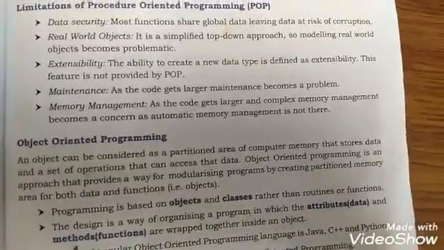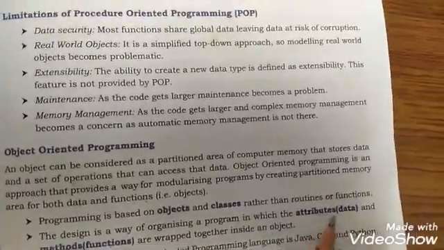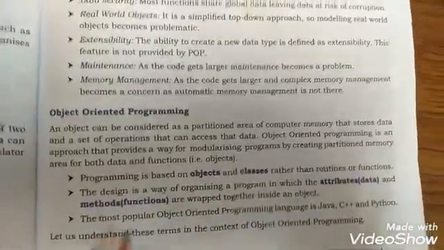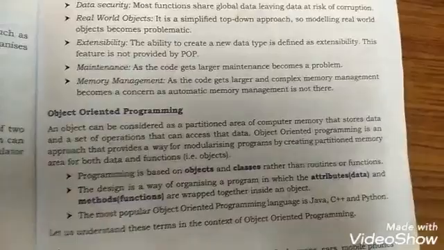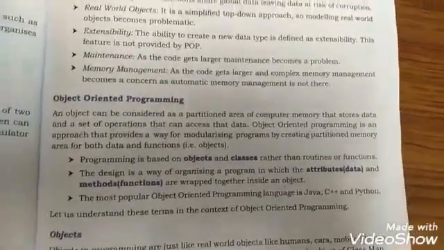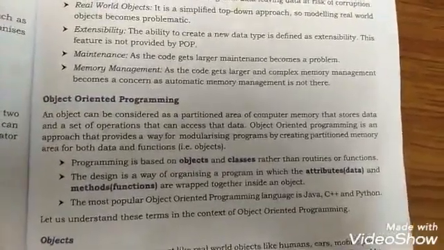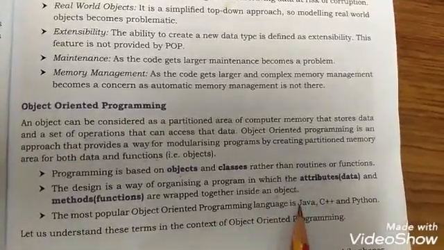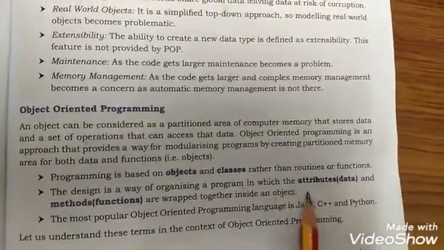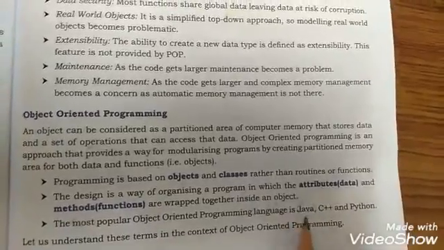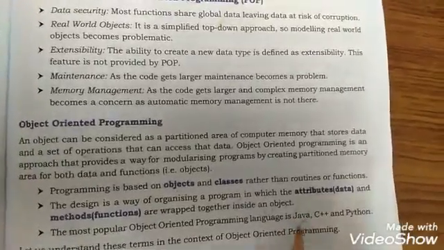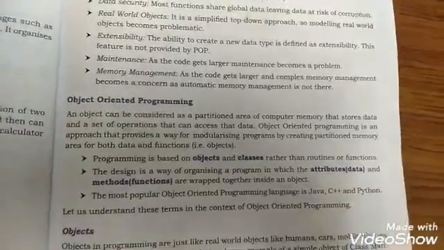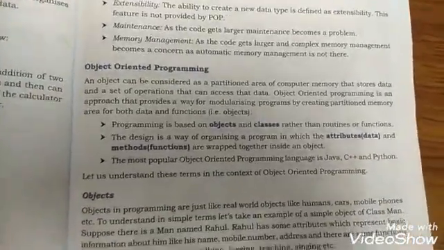Why are these methods there? In order to use the attributes or the data, right? So what are the most popular object oriented programming languages? Java, C++, and Python. In 9th class and 10th class you will be learning only about Java. That is in your prescribed syllabus, you're going to learn only about Java. So let us discuss what the object is.